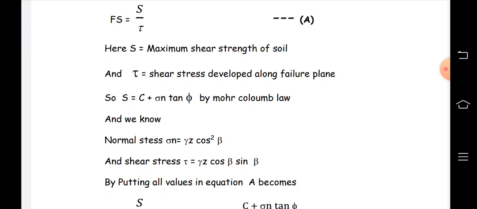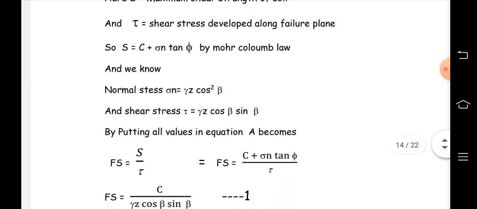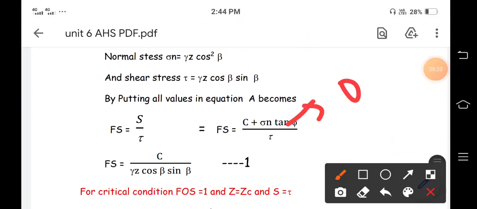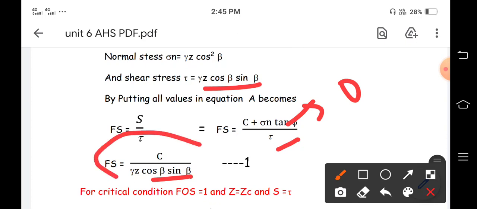By putting the value of this in equation A, because phi is equal to 0 as our soil is clay soil, our formula becomes C upon tau, that is, C upon gamma z cos beta sin beta. So this is our final formula for the factor of safety for cohesive soil.